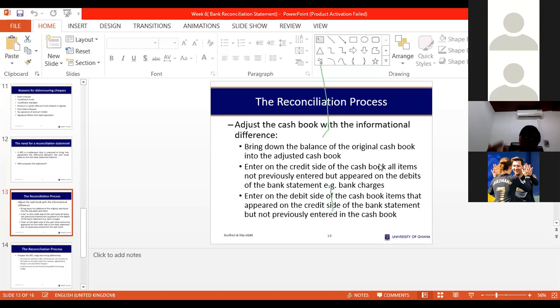And that is why at the end of every month, it is required that businesses go for their bank statement so you can do your reconciliation. The banks cannot and do not do reconciliation, so the business has to do it. And so the first thing you have to do is to adjust the cash book, your cash book, with informational differences. Now, give me all the informational differences.